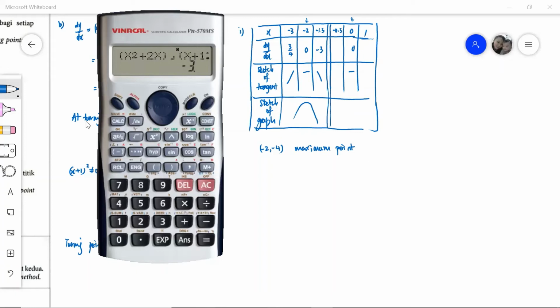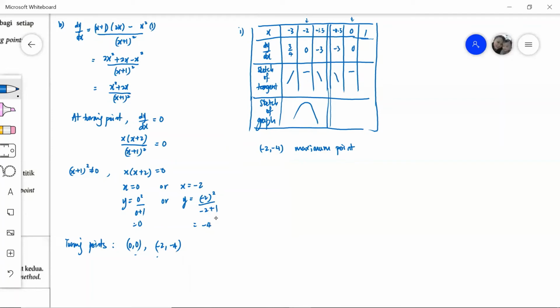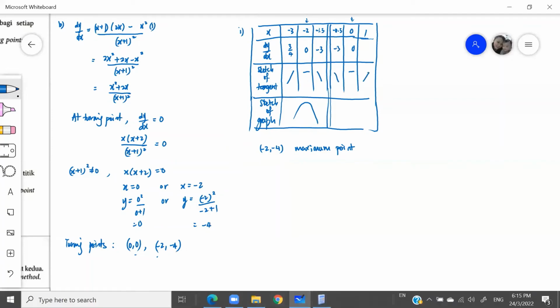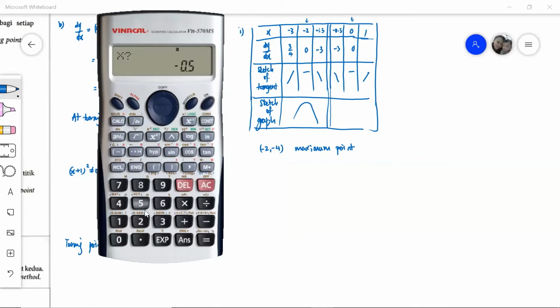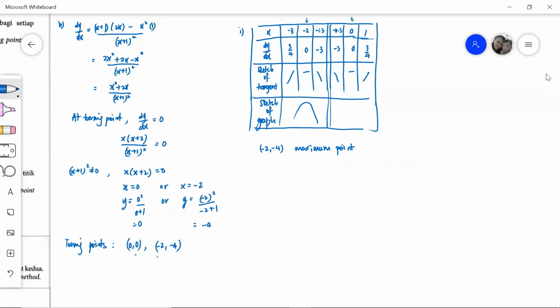If this is a maximum, the other one must be a minimum, but anyway, we've got to show it. Key in the x value again, -0.5. We got -3 here, going downhill. Then this one must be going uphill. The value when x is 1 is 3/4. So over here, we're going down, flat, and going up. That will be the smiling face graph. So (0, 0) is a minimum point. This is the method of sketching the tangent.